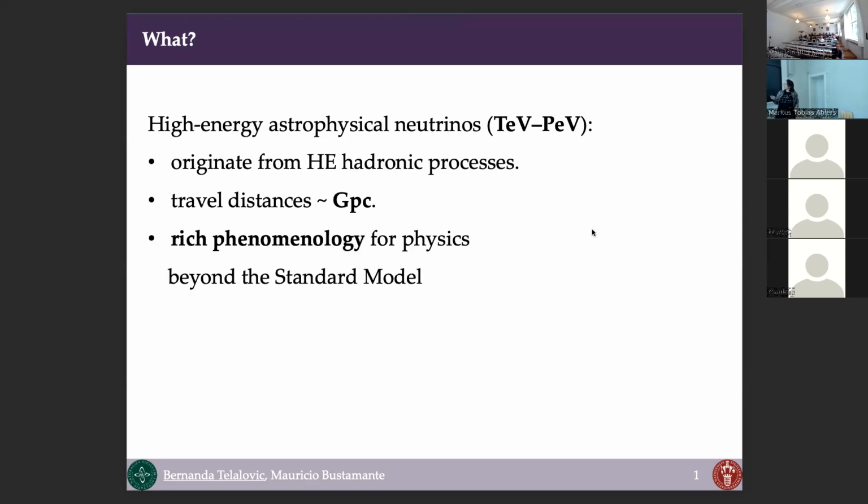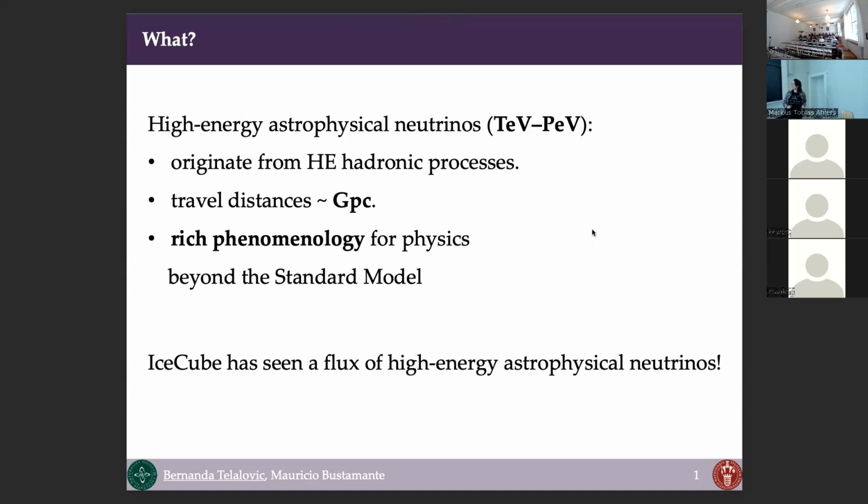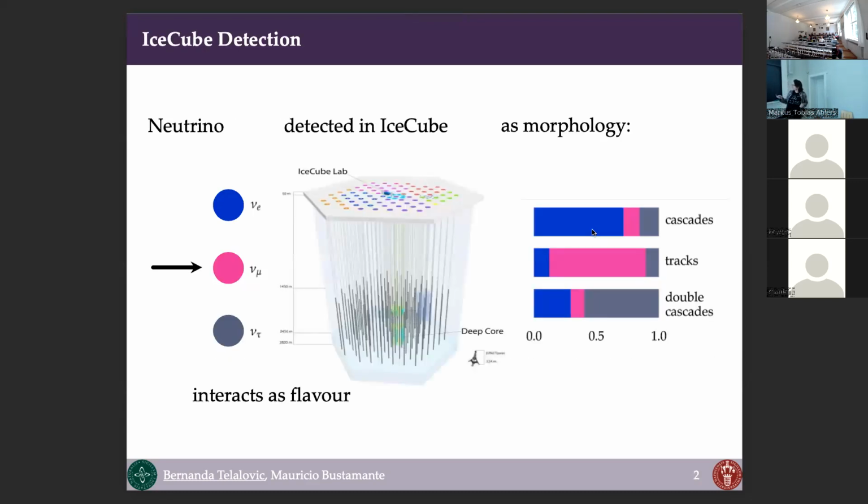But it turns out that they have a rich phenomenology for physics beyond the standard model. And I'm going to delve a bit more deeply into that in a second. But first, I want to introduce that IceCube has already seen a flux of high energy astrophysical neutrinos. And we've also heard a bit about how this is done.